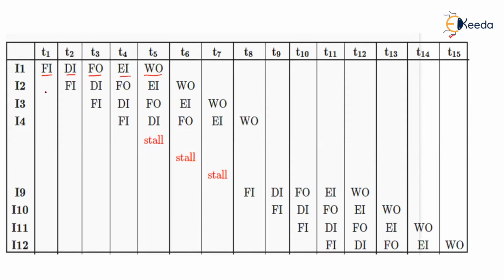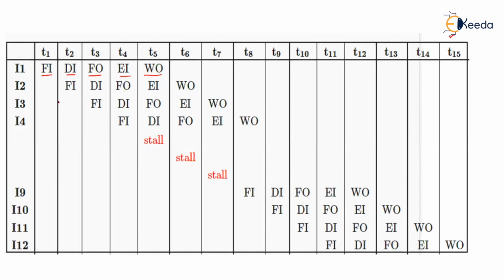Now I2 will be entering into the fetch the instruction stage in T2, because in T1 it is occupied. I1 occupies the fetch the instruction stage. So the moment I1 enters into T2, I2 enters into the fetch stage. So it will continue. That means that in T6, I2 gets finished. In T5, I1 will get finished.